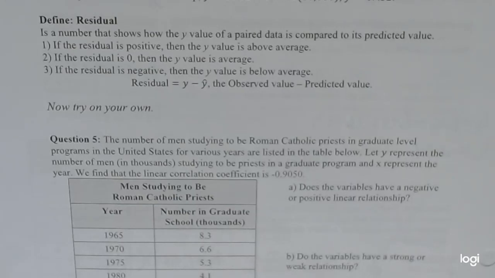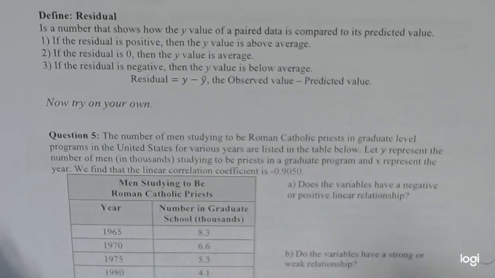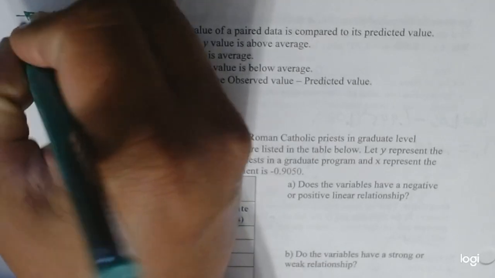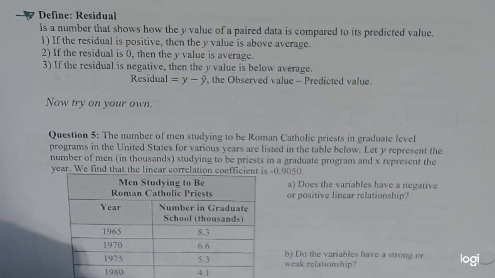The last part of these two sections is something called the residual. The residual is a number that shows how the y value in the paired data compares to the predicted value. Essentially, let's talk about money, and let's say, for example, movies. I'm pretty sure a lot of people saw the movie Avengers Endgame. It was one of the biggest movies possible, and it made $1 billion.